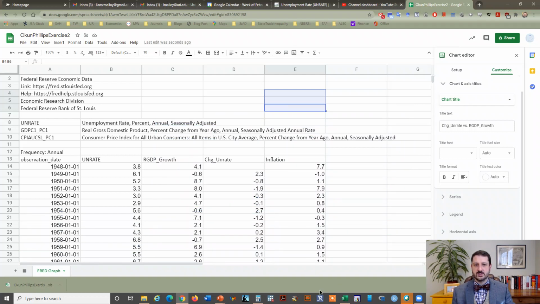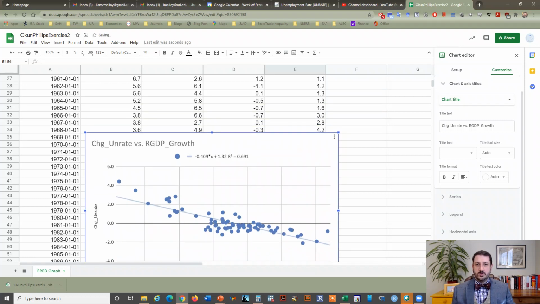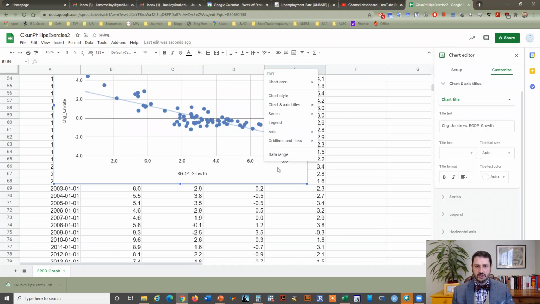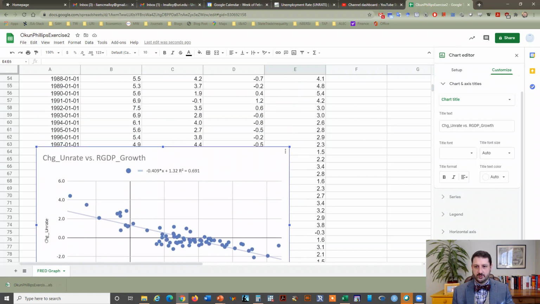All right, so let's get rid of that. Let's just move it down. I'm not sure how to move it to its own sheet in Google Sheets. So I'm not too worried about that though.